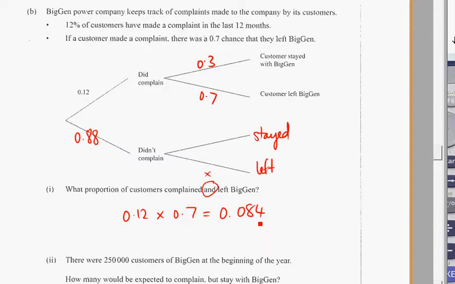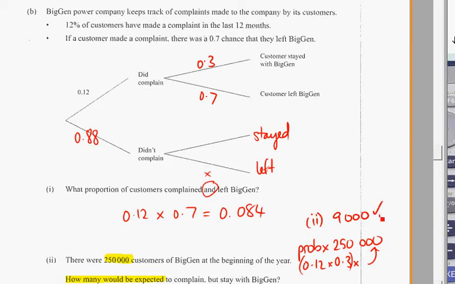Right, part 2. We have a number. How many would be expected? So this is an expected value question. How many would be expected to complain but stay? So we need probability, and we'll multiply it by the 250,000. So we need the probability of complaining and staying with the company, which would be the top branch, 0.12 times 0.3, and then ultimately we'd multiply that by the number of customers. And if you work that out on a calculator, it gives you exactly 9,000 as my answer for part 2.